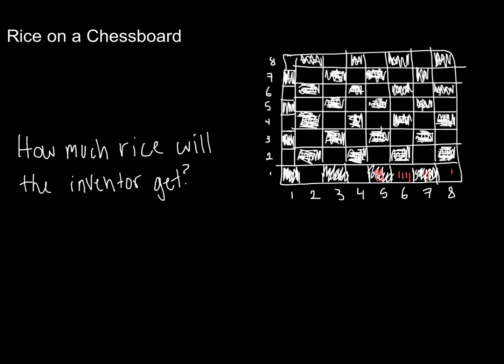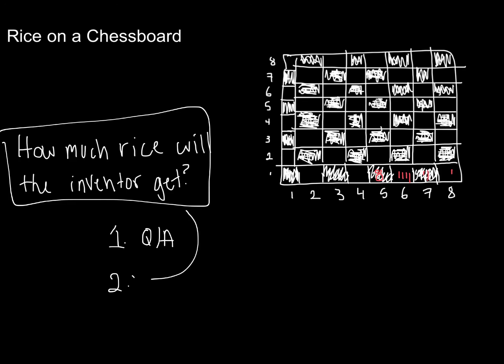To start off with, I want you to think about what process you'd want to do to actually figure this out. Write that down, take it step by step, and in your comment you can ask a question about the previous question. That's fine. But I also want you to include how much rice you think the inventor will get. So in your comment you should have 2 things: the first is a question or an answer, and the second is the answer to this question. How much rice will the inventor get? And we'll talk about it tomorrow.